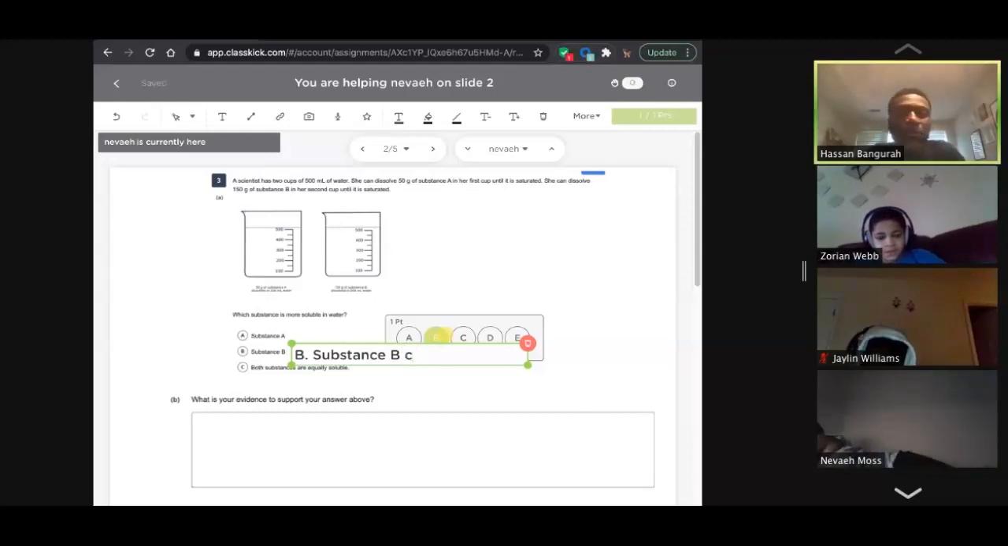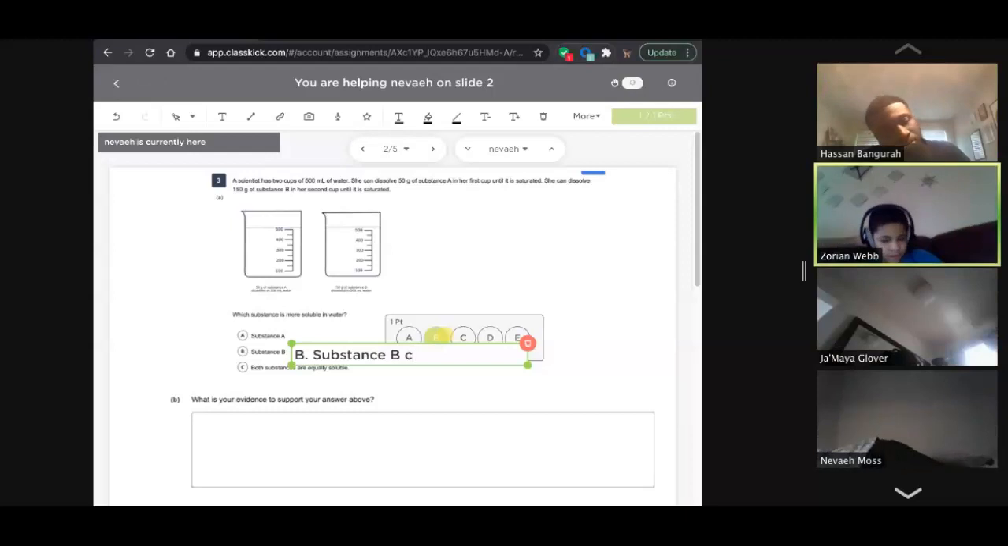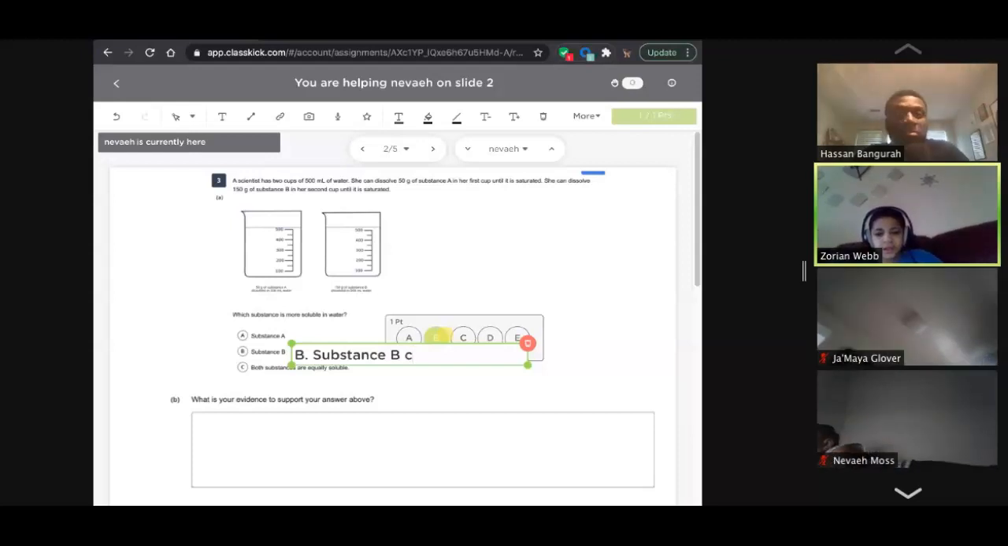It's the bigger number? Substance A, because if it's 500, then it can dissolve more ink into it.